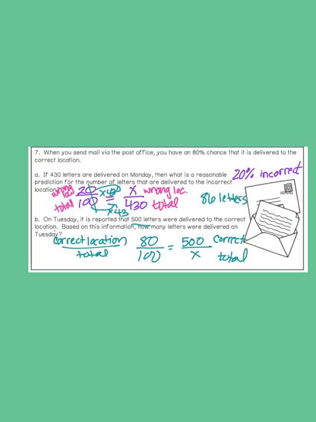Okay, I'm going to go ahead and simplify this 80 hundredths. I could divide them both by 20, and that would become 4, and that would become 5. That makes it a lot easier. I'm going to do cross products because I know so many of you love cross products. So that would be 500 times 5 would be 2,500 equals 4x. Now I'm going to solve my equation, divide by 4, and that's going to get me 625. So that means 625 letters were delivered total.